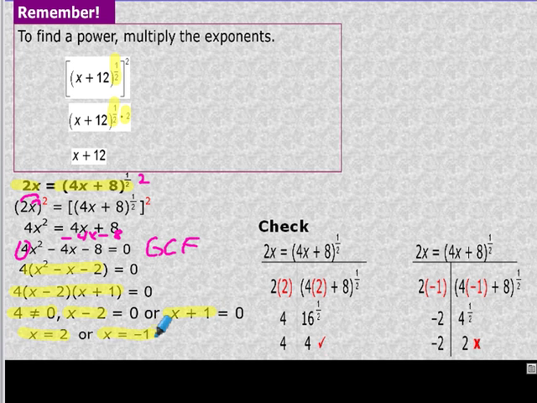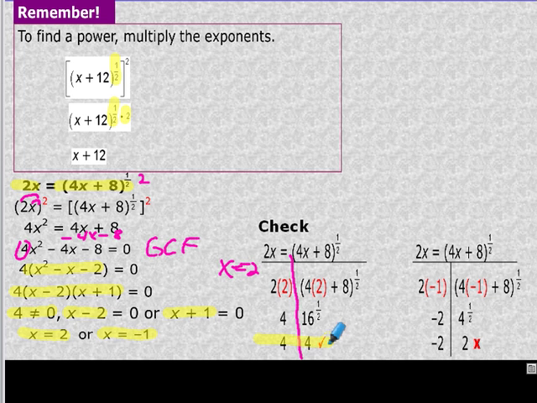When x is equal to 2, we're going to get 4 on this side. Somehow our line is missing on this one. 4 is equal to (8 plus 8) to the 1/2 power. That's 16 to the 1/2 power, which is 4. 4 does equal 4, so this one is a valid solution.